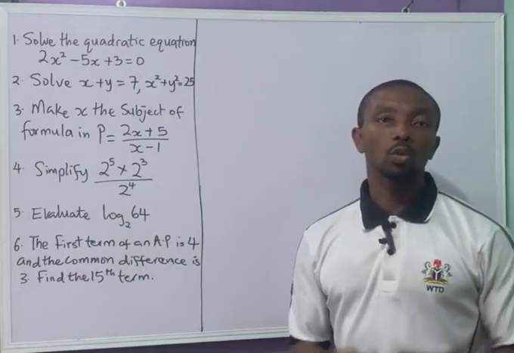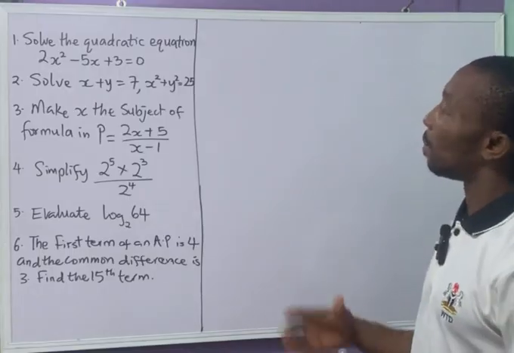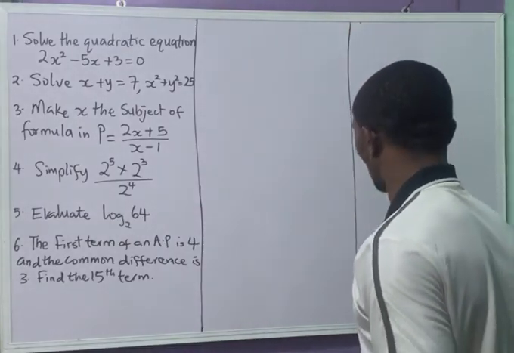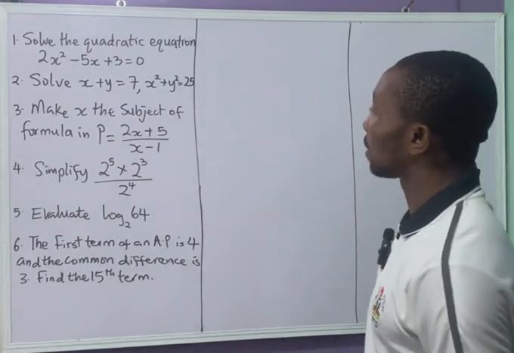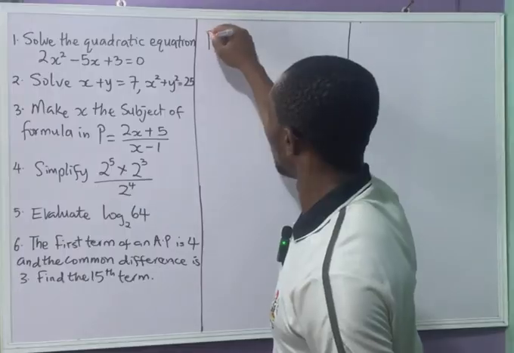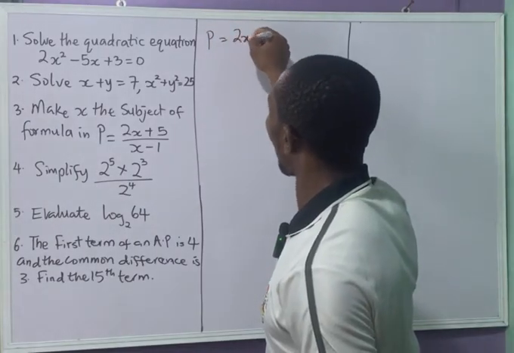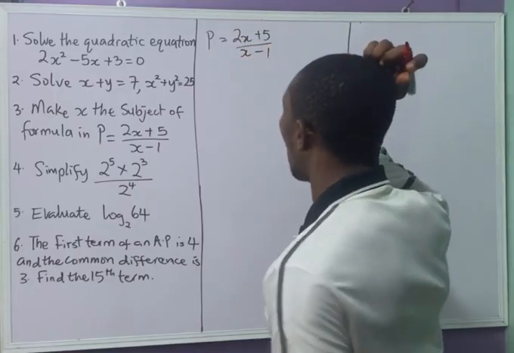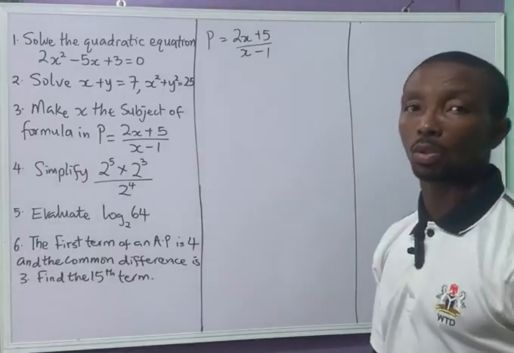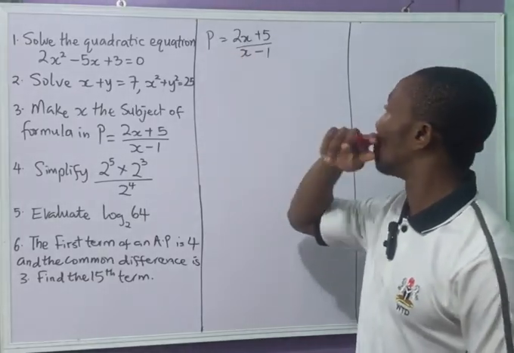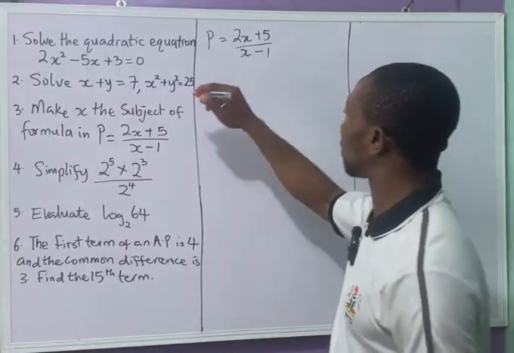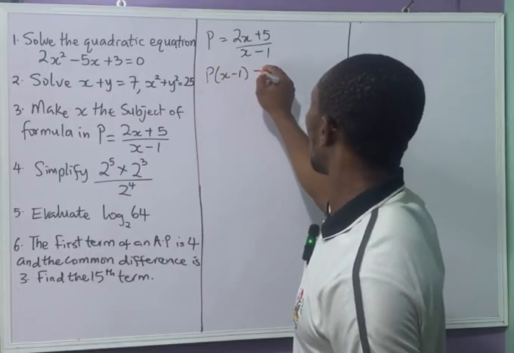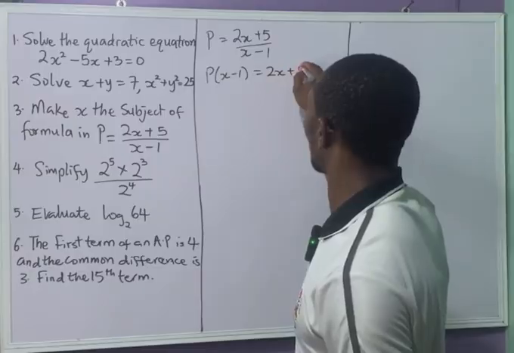Alright, moving on to question 3, we have make x the subject of formula. P equals 2x plus 5 all over x minus 1. Now, since we have it this way, we cross multiply. This gives us p bracket x minus 1 equals 2x plus 5.